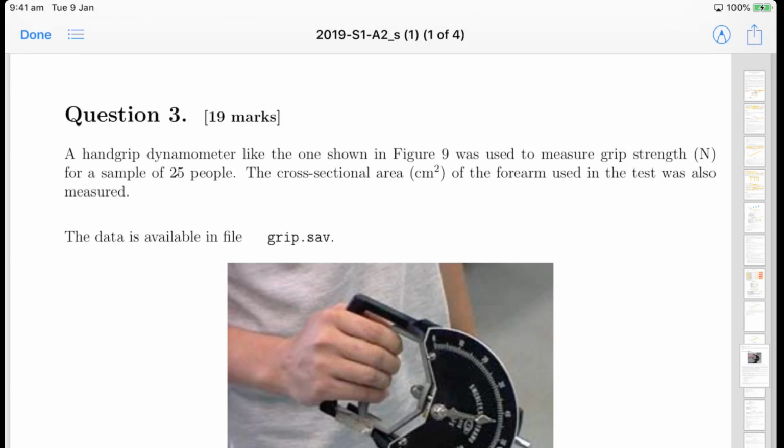All right, the third question. A hand grip dynamometer like the one shown in figure 9 was used to measure grip strength for a sample of 25 people. That's our sample size. The cross-sectional area of the forearm used in the test was also measured. Okay, the data is available in the file that's given in SPSS.